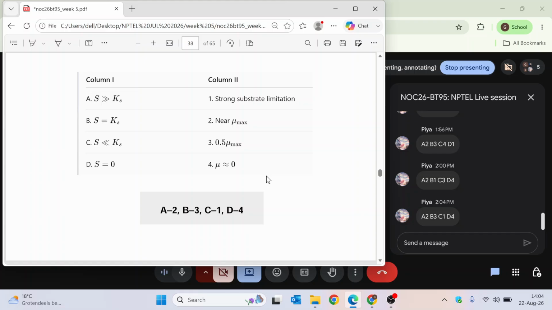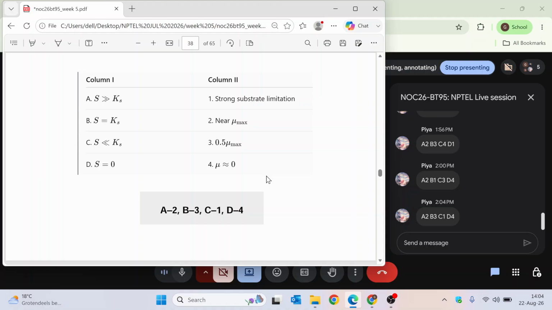So in mu is equal to mu max S by Ks plus S, when the substrate is very high, then the Ks term is going to be very insignificant. So your mu will be approximately equal to your mu max. So it's near mu max. And when we talk about S is equal to Ks, we know that Ks is the substrate concentration at which half of mu max is achieved, so it's 0.5 mu max.